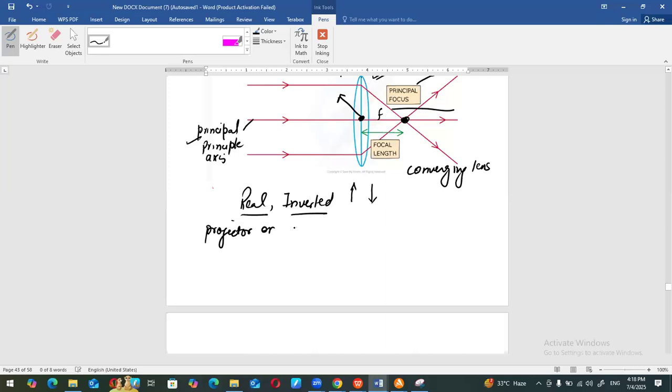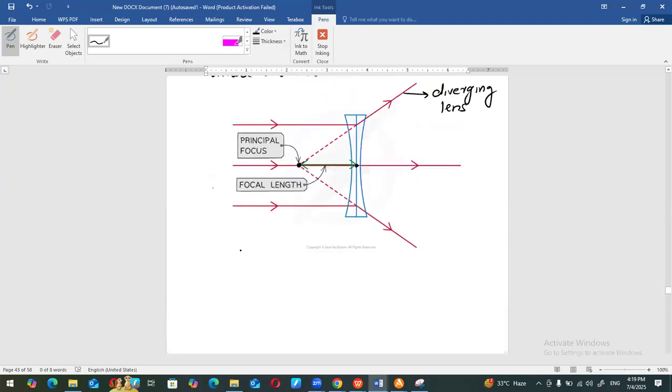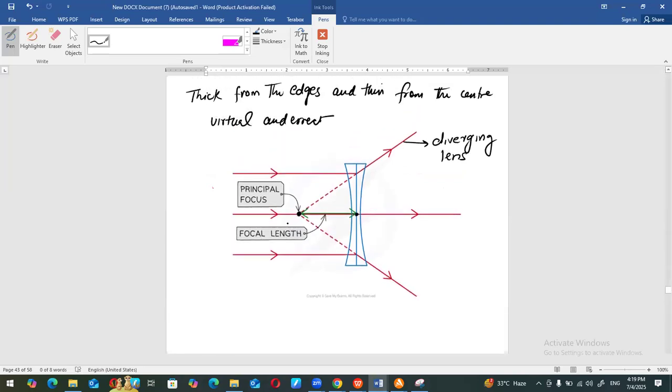While on the other side, in case of concave, it's not real, but it's virtual and erect. First of all, it's virtual. It's not actually coming up. And erect means it's a straight one on the same side of the lens. So it cannot be obtained on the screen, right? This is the major difference between convex and concave.